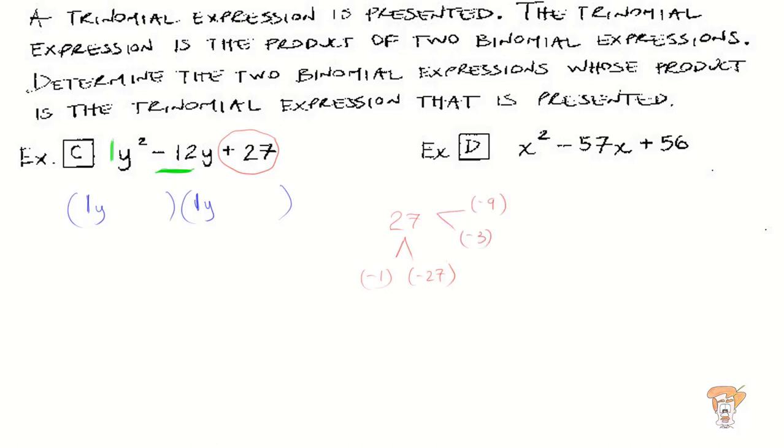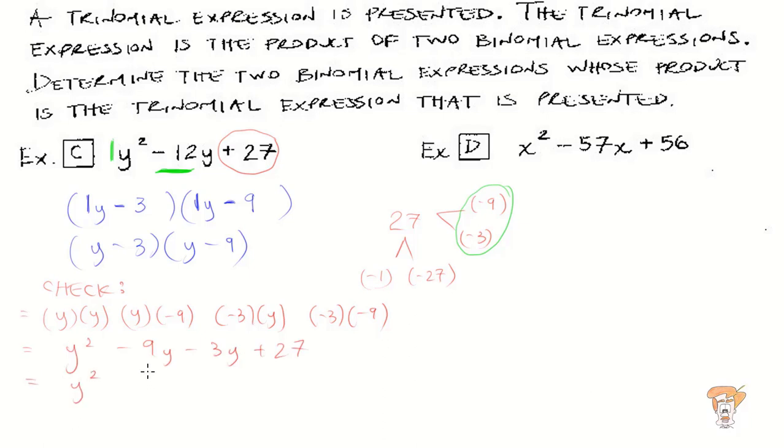Since both of the factors will be negative, we only need to determine the negative factors that would produce 27. Notice the factors negative 3 and negative 9 would have a sum of negative 12. Therefore, those are the two factors that we're going to use to complete these binomials. The second term in the first binomial can be negative 3, and the second term in the second binomial can be negative 9. Let's check our answer by determining the product of those two binomials. The sum of minus 9y and minus 3y is minus 12y. Compare that expression to the expression that was presented. It is identical, therefore our check is successful. And the two binomials whose product is the trinomial that is presented is the quantity of y minus 3 times the quantity of y minus 9.